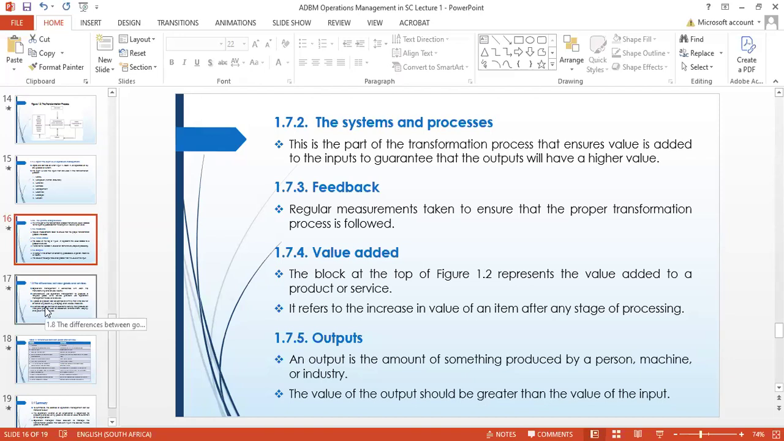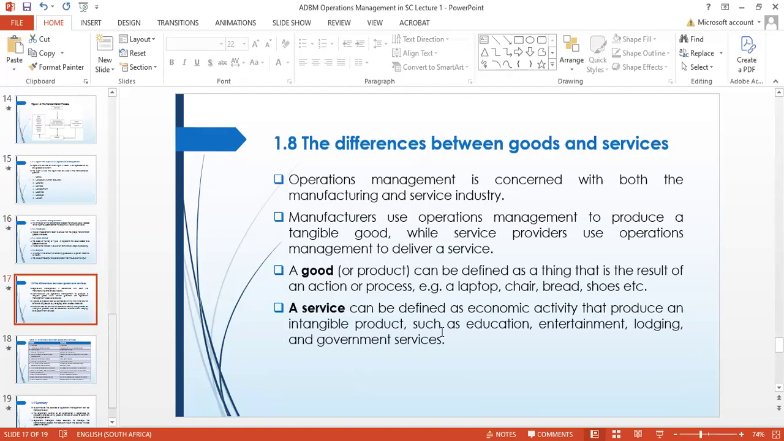Right. From the transformation process, we have the last section here, which is the differences between goods and services. There was a question in a certain paper which was asking you to differentiate a good and a service. I think it was 5 or 10 marks. I'm not sure now. Between 5 and 10 marks. So you need to know what a good is, what a service is, for you to be able to differentiate them, come up with various points that differentiate the two.